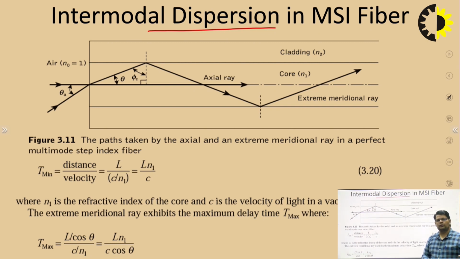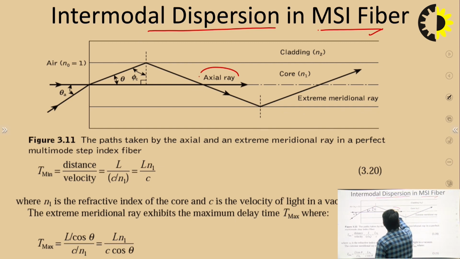In the multimode fiber, there can be multiple modes. One may be a slow mode, one may be a fast mode. So there is a propagation delay difference. That propagation delay difference causes the broadening or spreading of the light pulse, which appears as the intermodal dispersion. Here we can see in the multimode step index fiber this diagram. Here we have considered one axial ray or axial mode, and another mode that we are considering here is the extreme meridional ray.